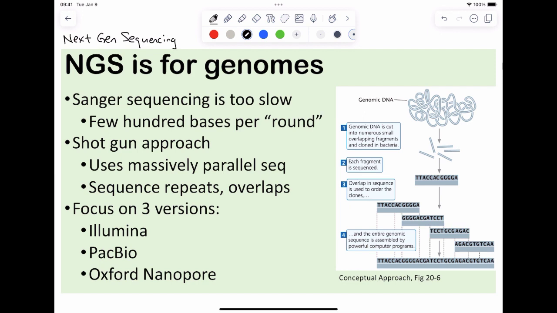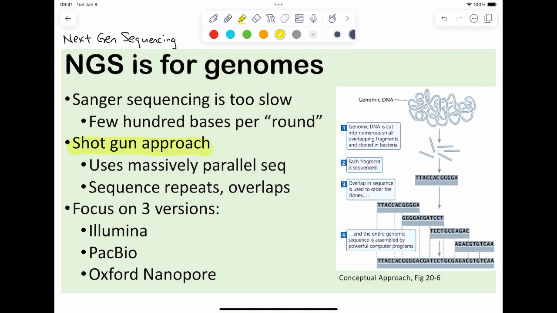If you need to have large chunks of DNA sequenced, we don't use Sanger sequencing. If you need short ones, sure, Sanger sequencing works just fine. But if you want genes sequenced, or chromosomes sequenced, or a genome sequenced, we do not use Sanger sequencing. It takes too long. It is too slow. So what we're going to use is what's known as a shotgun approach. So next generation sequencing, this is the phenomenon that made it so famous.